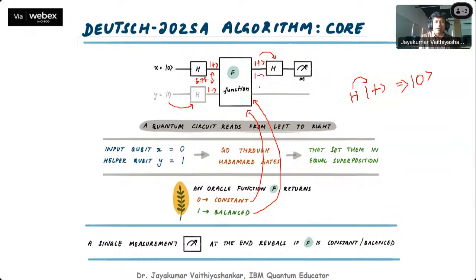Suppose your function is balanced, then it will produce the negative state. From the negative state, if you are applying Hadamard, it will yield state 1. So after measurement, you'll get values, either 0 or 1. Before this you have a quantum state, and after measurement, you have a classical value. So this is the difference.